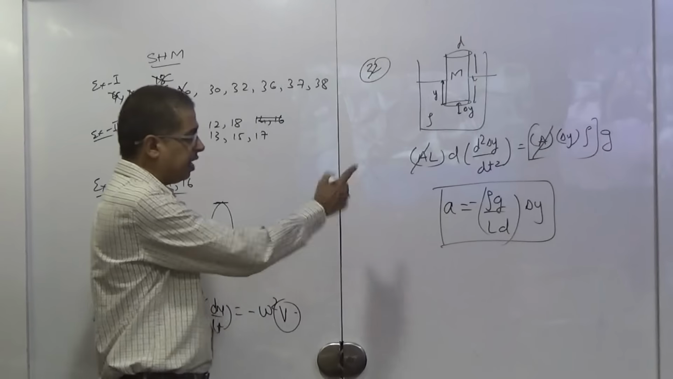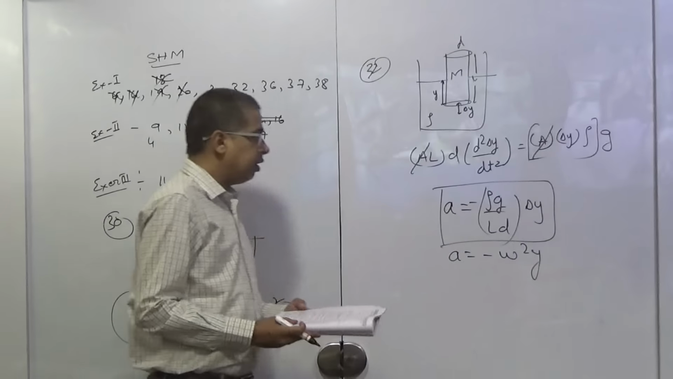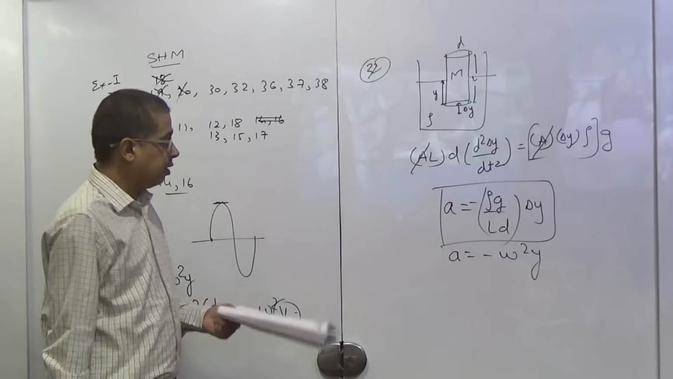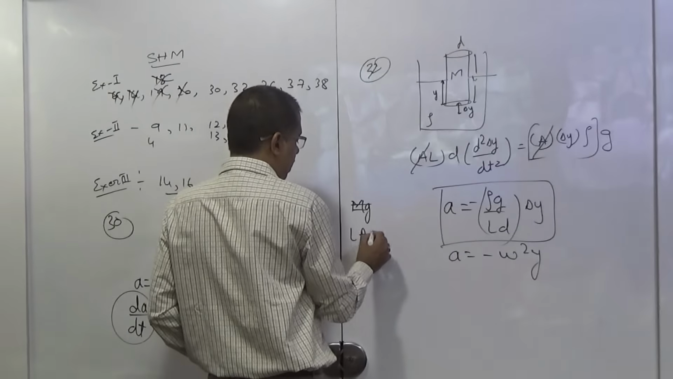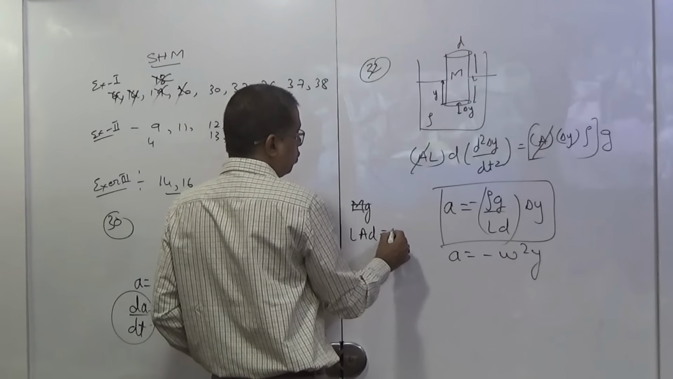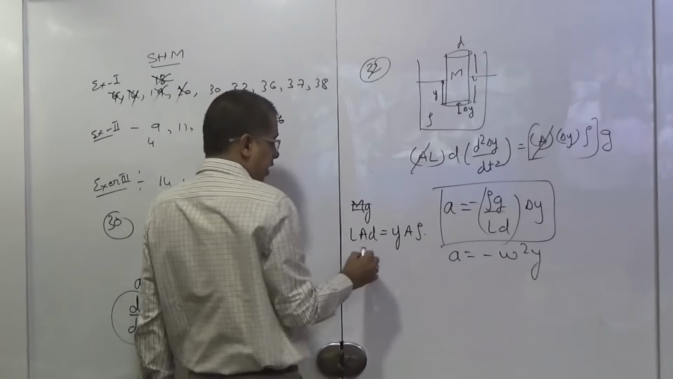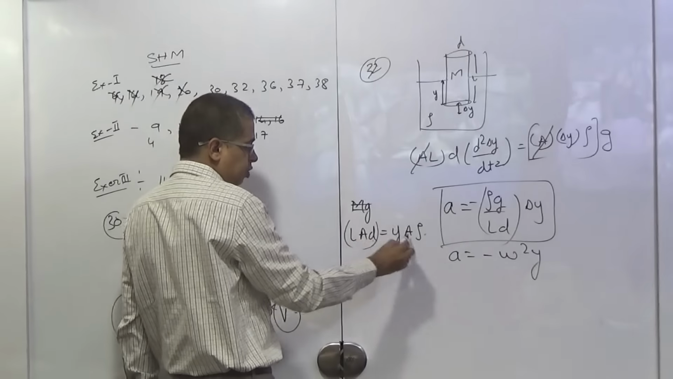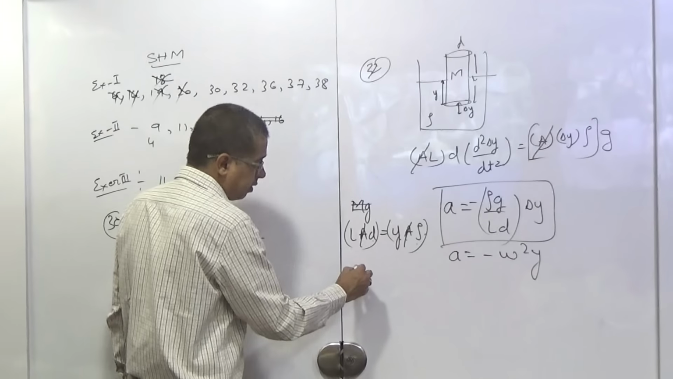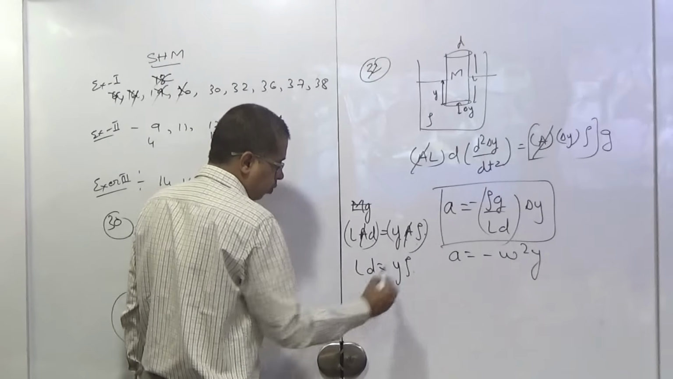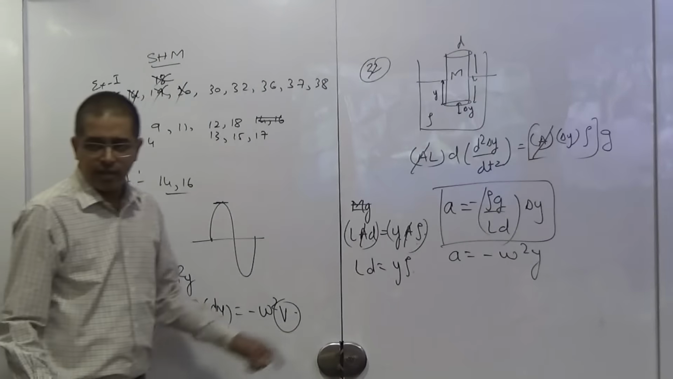Omega will be under root of this one. Compare it with A equal to minus omega square Y. Now see what all parameters you can play with here. L, have a look at it. Mg is LA into D, equal to YA into rho. Total length A into D is the mass, into G is YA into rho into G. So what do you get? LD is Y rho. You will get G by Y.